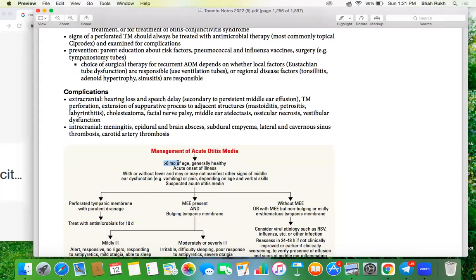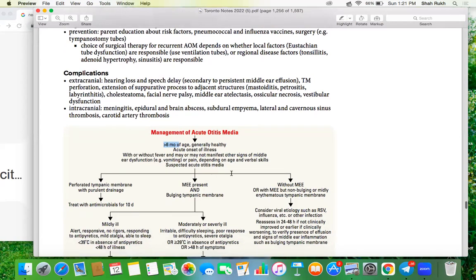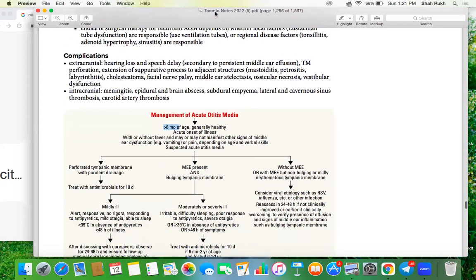Okay, so it is important you know which age you are going to do what. Generally healthy acute otitis media, or acute illness with or without fever, ear dysfunctions, and suspect. To see which one is it: is it middle ear effusion or is it not?